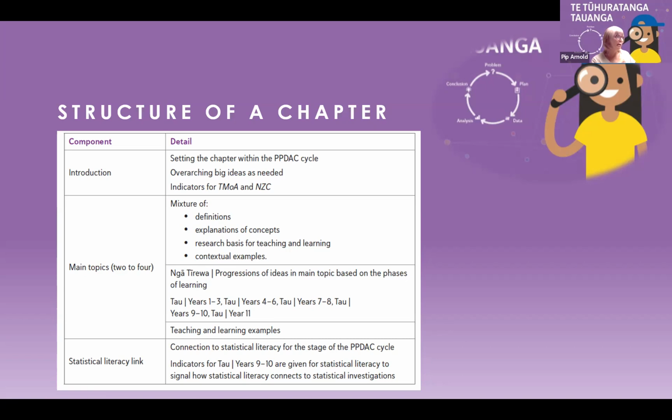And then after each content part, there's a progression, and the progression is trying to break down and say, this is roughly what you do at this age group, and this age group. And that was really important for me when I was writing the book, because what I want teachers to be able to do is think, oh, I'm working on, I don't know, data. I'm looking at just collecting data, and my students are doing this. So I can have a look and I can see, oh, they're actually working at year 7 level, or they're working at year 4 level.